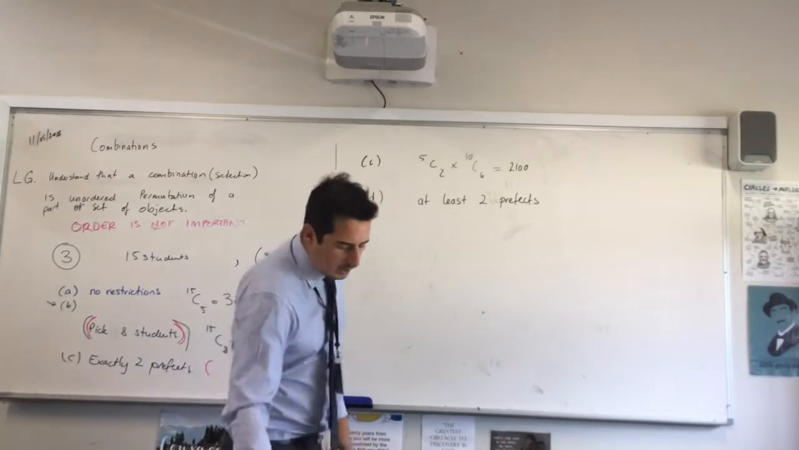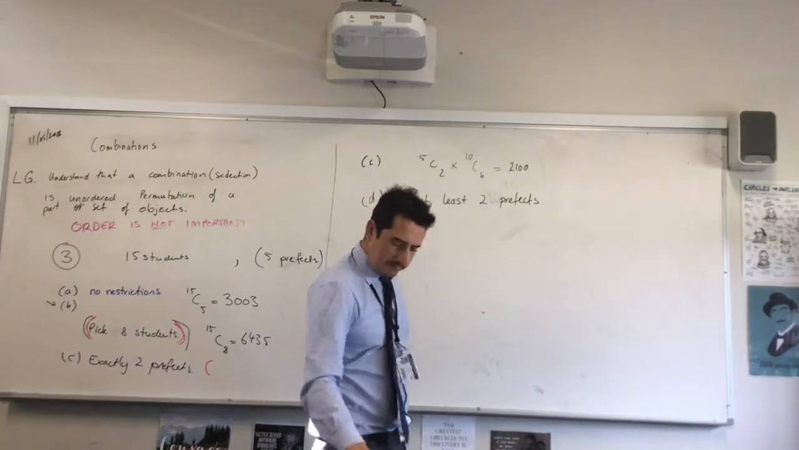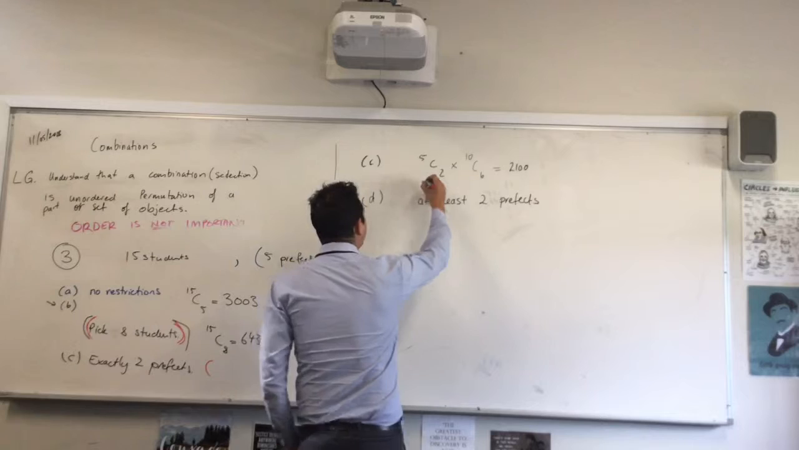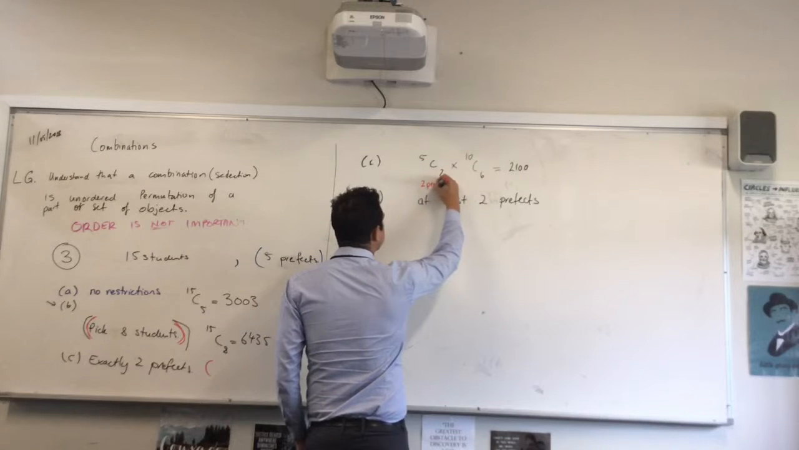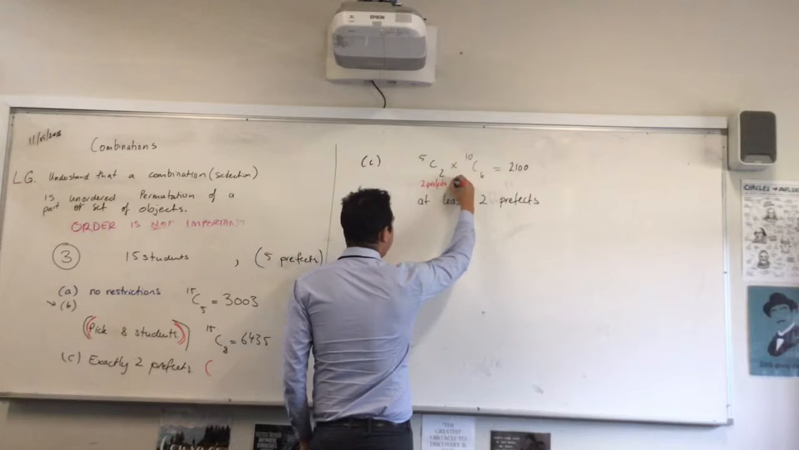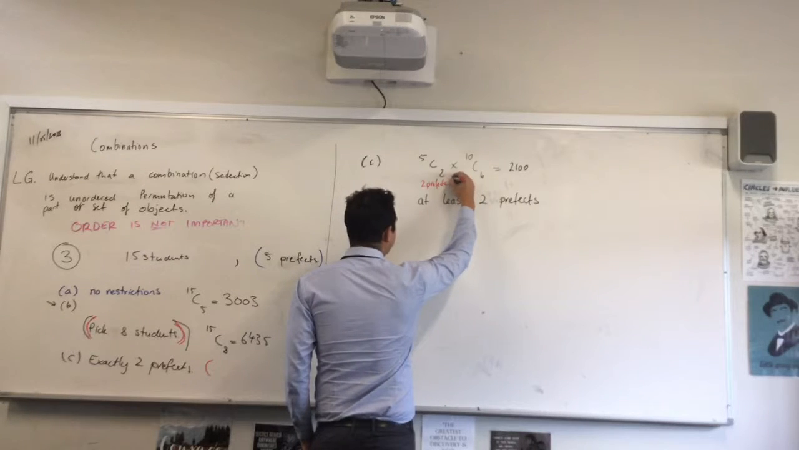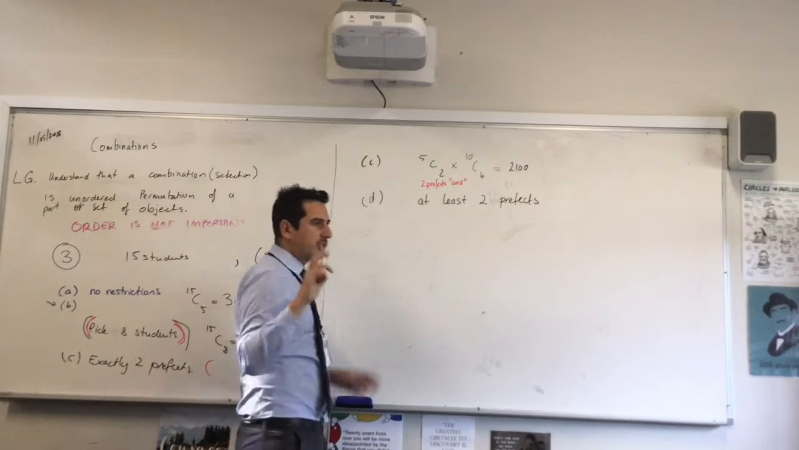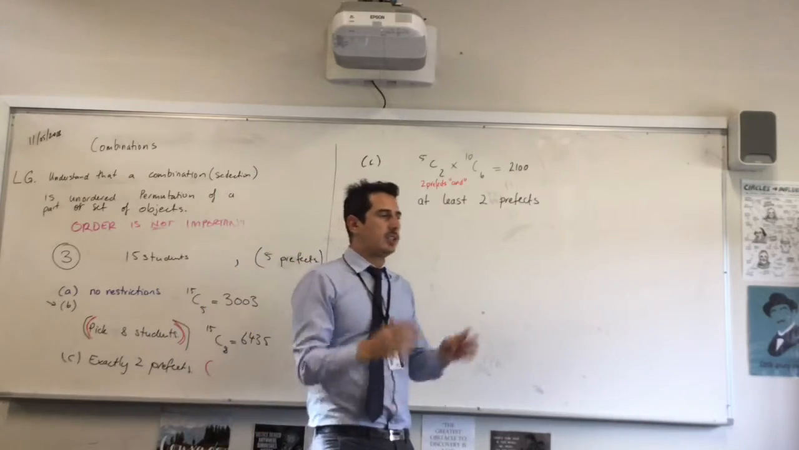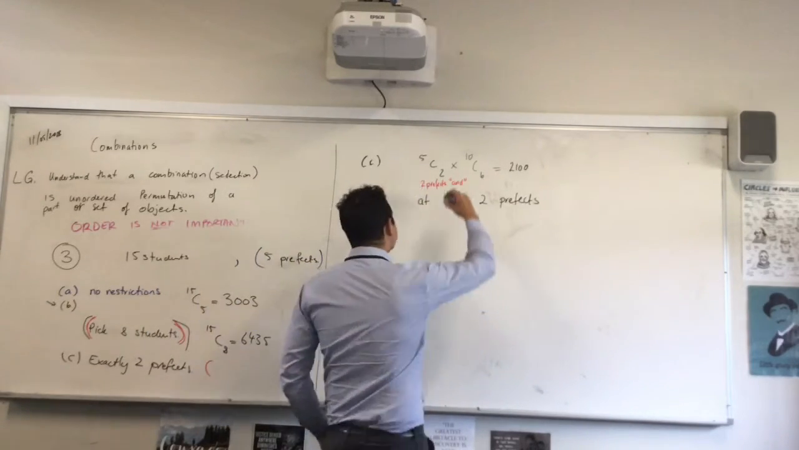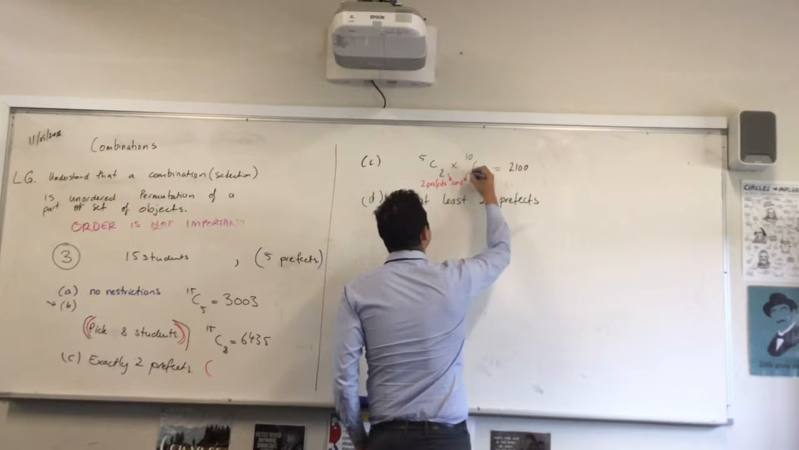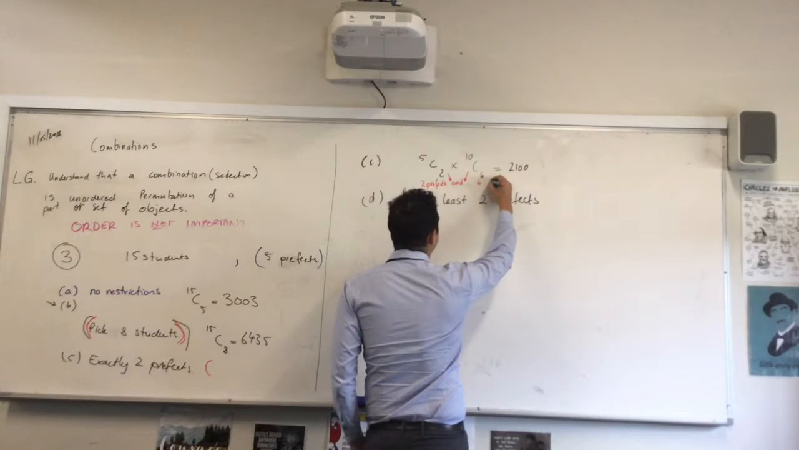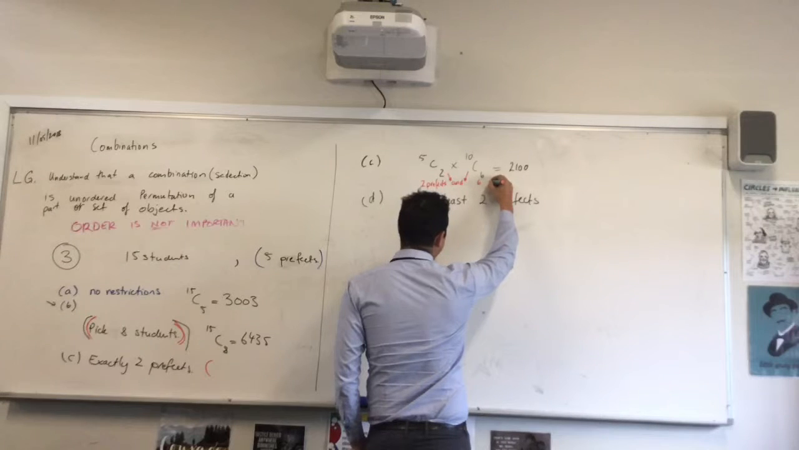Now, I want to explain something at the top here. This is 2 prefects, like I'm talking about above. I'm going to put it in inverted commas, because I want you to focus on it. Maybe I should do arrows. And six of the other students.